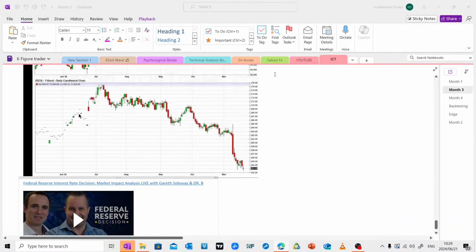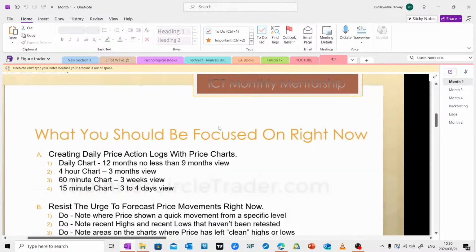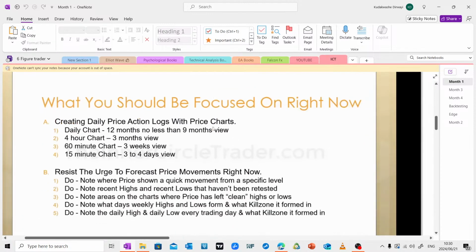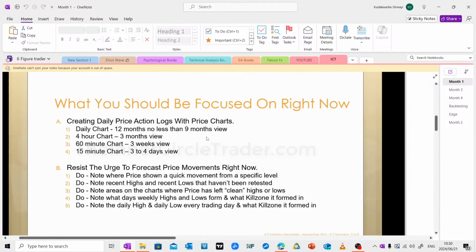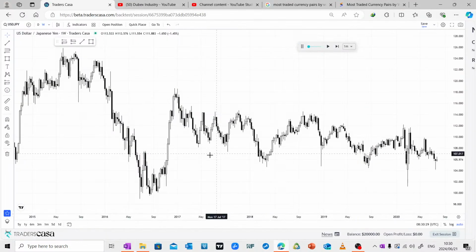I've got this notebook where I keep my stuff together. ICT month one, right here. He says that what you should be focused on right now is the 4 hour and daily. The weekly time frame he didn't give a figure for, but since the daily is no less than 9 months view, I'll take it that the weekly could be thrice that, so like 3 years of data at least. So we go back to this one, and we want at least 3 years of data.